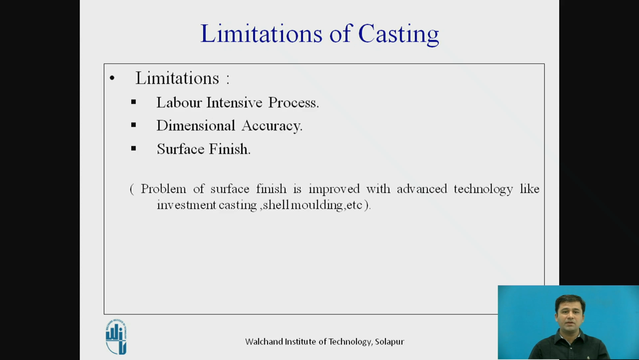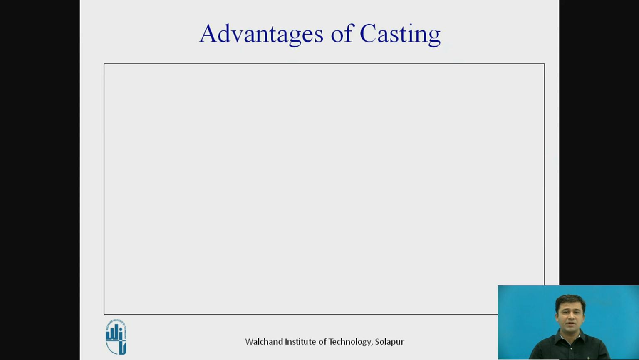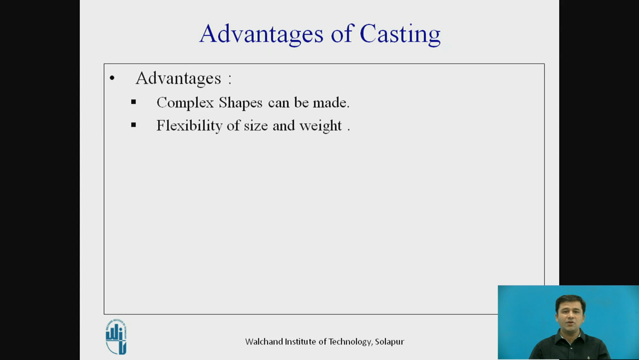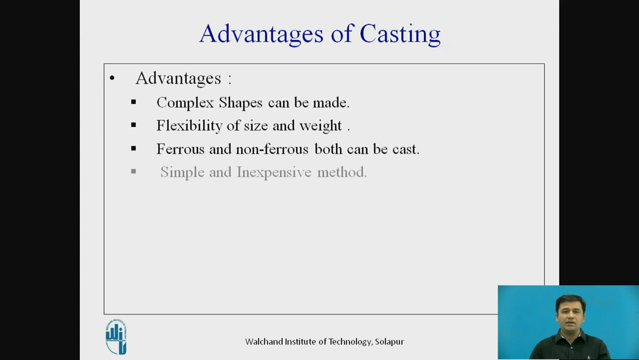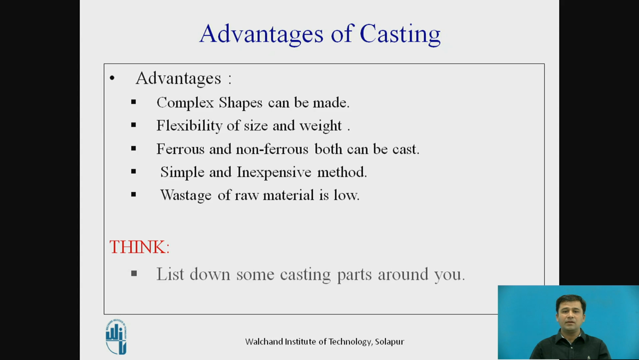Now let us go to the next slide, which is the advantages of casting. First and foremost, any complex shape, any critical shape, can be made. Second, there is flexibility of size and weight. Castings can be produced from small ones in grams to those of many kilograms or tons. The best advantage is that both ferrous and non-ferrous metals can be cast, and it is a simple and inexpensive method, and the wastage of raw material is low. Now please think, what are the casting parts around you?